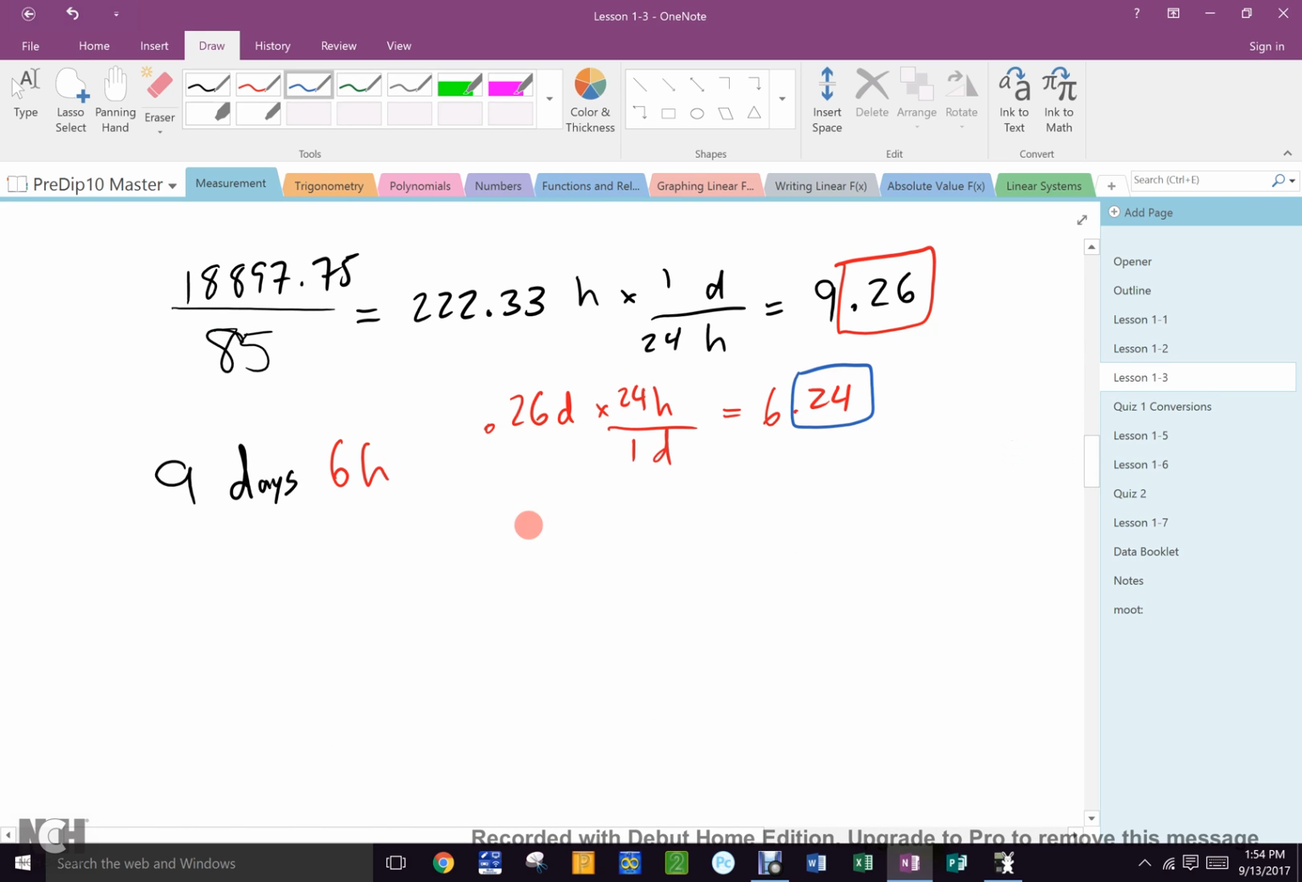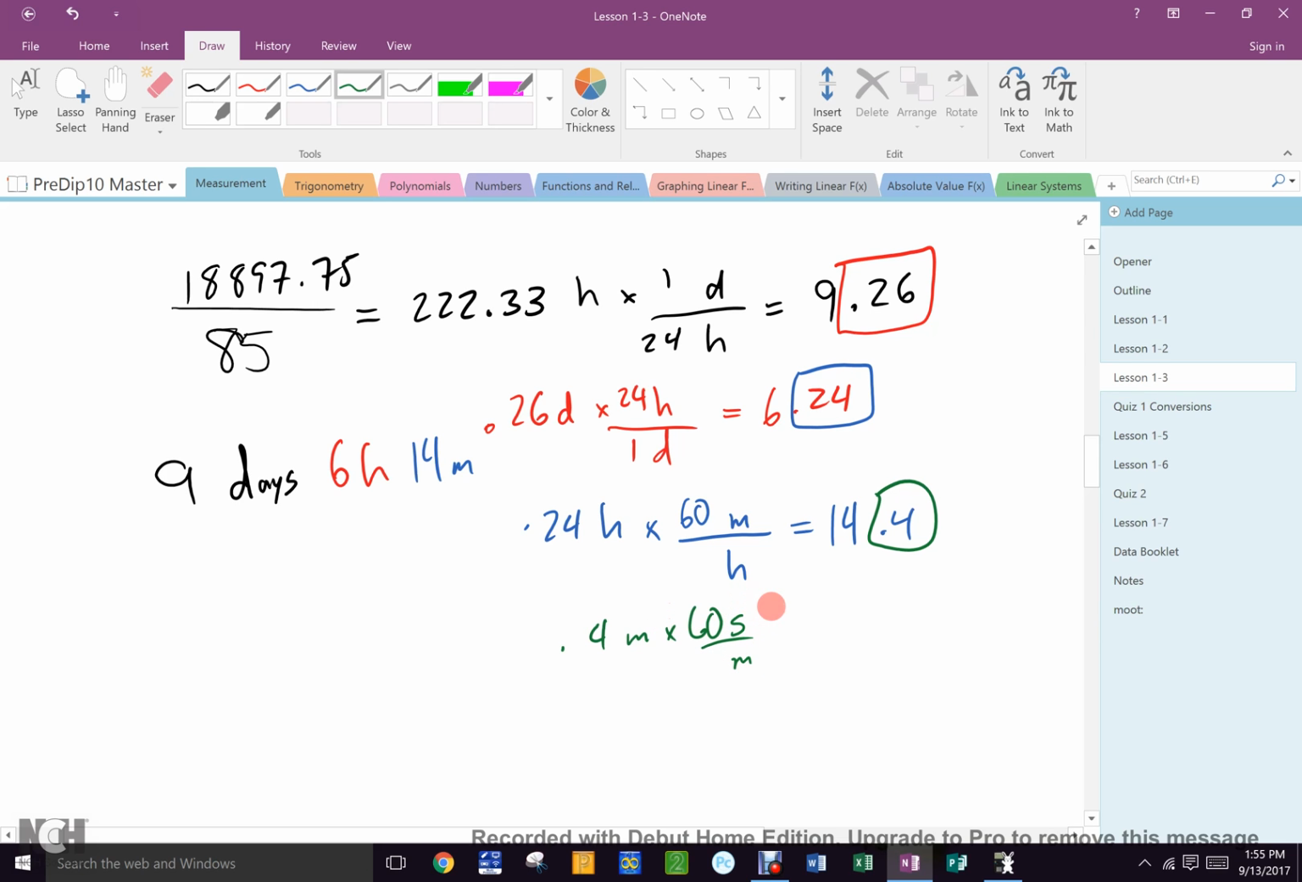You take it and then put it into minutes. 0.24 hours. Now I want minutes over hours. 60 minutes is equal to 1 hour. So what do I get? 0.24 times 60 is 14.4. 14 minutes. 0.4. Could we go one further? What would we do? Seconds. 0.4 minutes times, I want seconds over minutes, so it's 60 again. 0.4 times 60? 24. So I could have gone to 24 seconds.